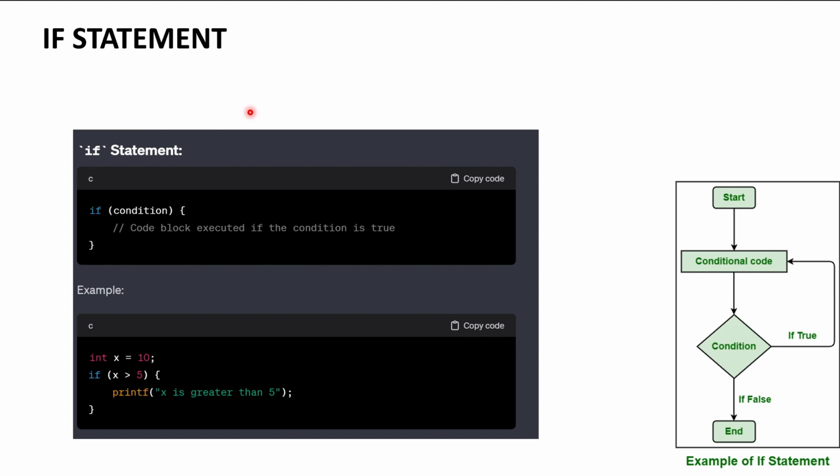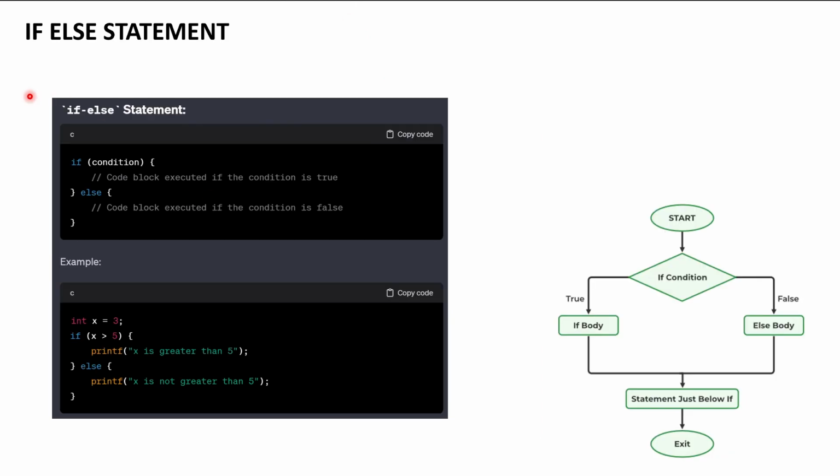Now we are going to study the next statement, that is the if else statement. The if else statement extends the functionality of the if statement by providing an alternative block of code to execute if the initial condition is false. This is the simple representation of the if else statement using a flowchart. It has a starting point. If the condition is true, then it will execute the code related to the if body. If the condition is false, then it will execute the code related to the else body. Then the statement just below it will execute, and then it will exit the program.